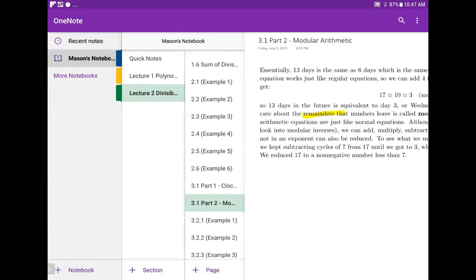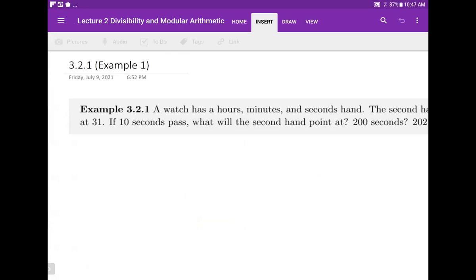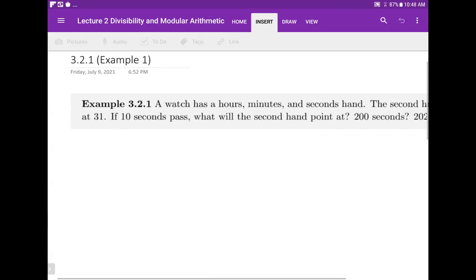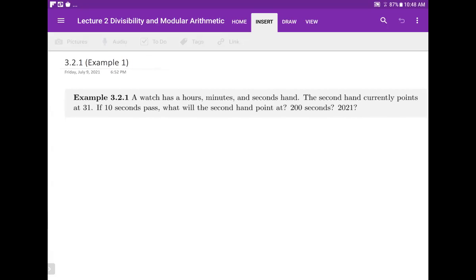So let's do a few simple examples to see this in practice, right? So once again, let's use time. A watch has an hours, minutes, and seconds hand. It's just a typical watch. The second hand currently points at 31. If 10 seconds pass, what will the second hand point at? What about 200 seconds, or 2021 seconds? Well, basically, we can just use modular arithmetic, right? So what mod is seconds in? Well, the number of seconds in a minute is 60.